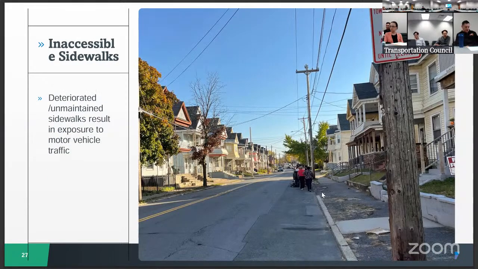Inaccessible sidewalks lead to people having to walk in the street. This is a family with one of its members using a personal mobility device. They had to walk from the corner to, I believe, a car, but they had to do that in the street, exposed to motor vehicle traffic. This was on a street that was the subject of one of these investigations, which means that it was already prioritized. It already had severe injury crashes in its crash history.